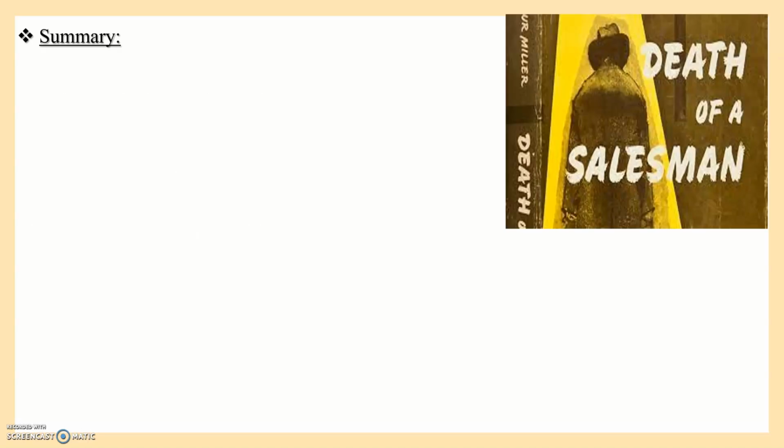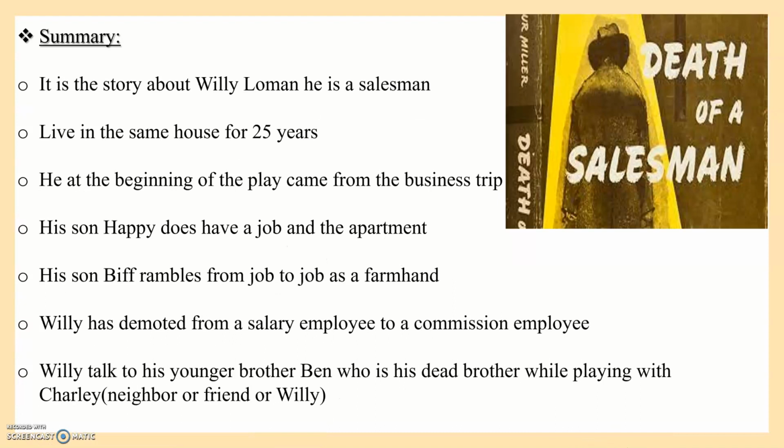So it is the story about Willie Loman, who is a salesman living in New York City in the late 1940s. He lives with his wife Linda in the same house for the last 25 years. Willie, at the beginning of the play, has come home from a business trip. He is also concerned because his sons are not progressing in the business world the way he had hoped they would. His son, Happy, does have a job and lives in his own apartment, but his elder son, Biff, rambles from job to job as a farm hand, never making much money.